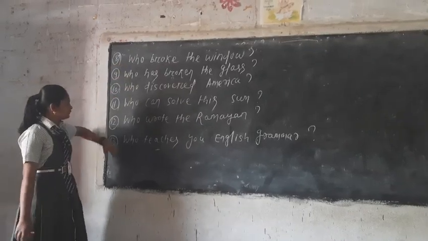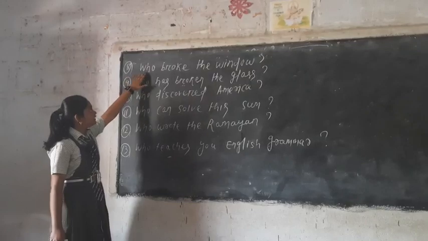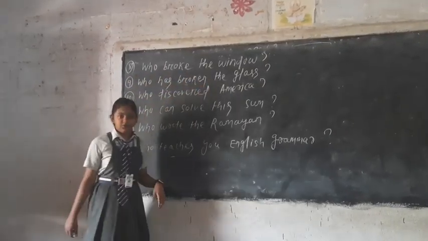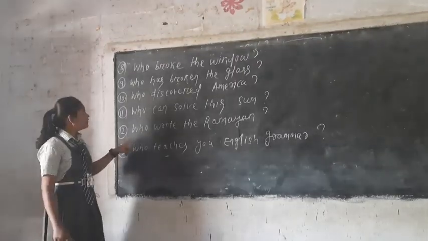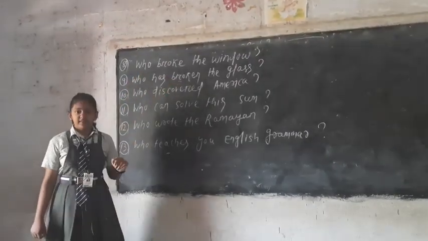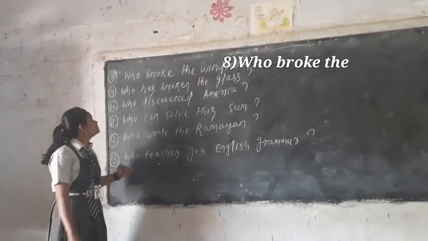So all these examples have a WH word other than who. Now an example with the WH word who. First example, who broke the window? Here there can be 2 passive forms. First one where by is at the end of the sentence. Second one where by is at the beginning of the sentence.